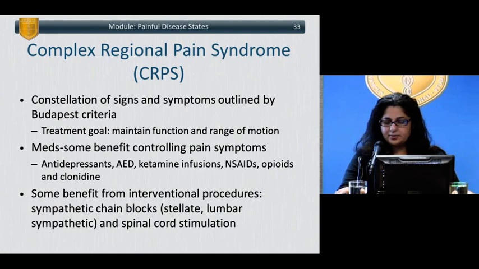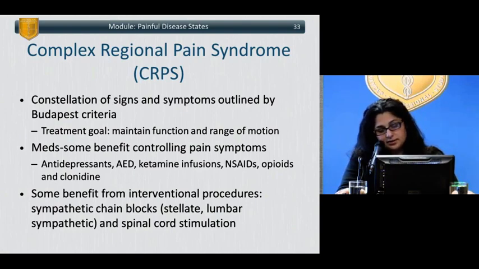As with many of our neuropathic pain states, we use a multimodal approach, using antidepressants and antiepileptics. With complex regional pain syndrome, there are some additional medications that may be beneficial. There's some literature regarding ketamine infusions, and we'll talk about that in a little bit. Interventional procedures can be considered. Sympathetic blocks, such as the stellate or the lumbar sympathetic block, can be performed, as well as other neuromodulation techniques such as spinal cord stimulation. This will be discussed further in just a bit.